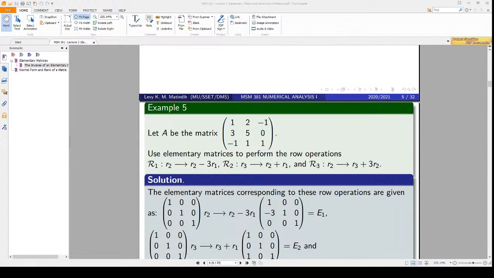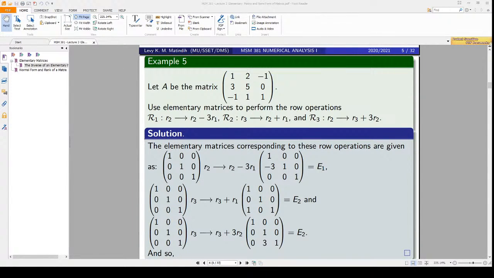So this example number 5 is clarifying what theorem number 4 is trying to tell us. So let matrix A be the matrix 1, negative 2, 1, 2, negative 1, 3, 5, 0, negative 1, 1, 1. Use elementary matrices to perform the row operations.